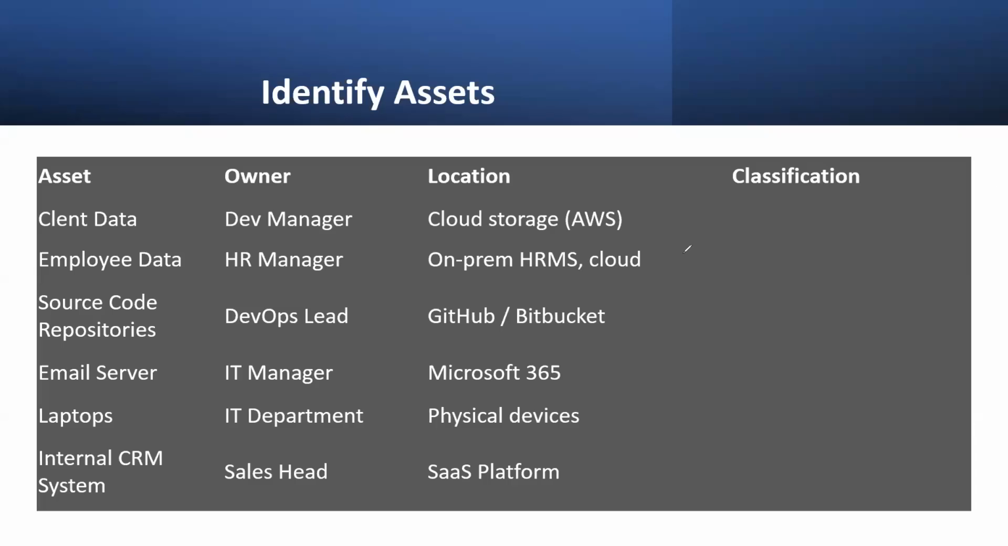Now let's fill this in. Client data should be confidential. Only limited users, or limited people, should have access to this data. Then the employee detail, again, will be confidential. Only HR is going to manage this. Apart from that, no one else should have access. Source code we will keep as unrestricted. Like this, I will be filling in the classification type for each asset.